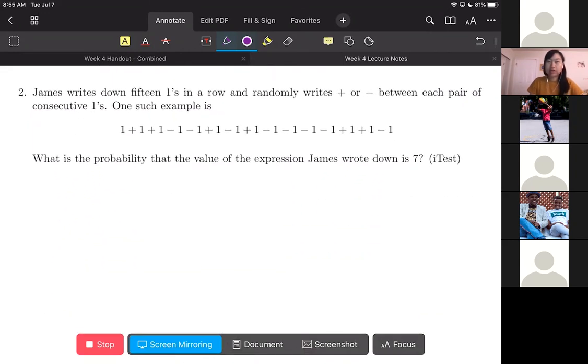This one's a little bit trickier, but I thought it'd be fun to do it together. So this question says, James writes down 15 ones in a row, and then he randomly writes plus or minus between each pair of consecutive ones. So for example, here he wrote down 15 ones, and then he wrote down some pluses and some minuses between them, and then he wants to evaluate the value here. And the question says, what is the probability that the value of the expression that James wrote down is 7?